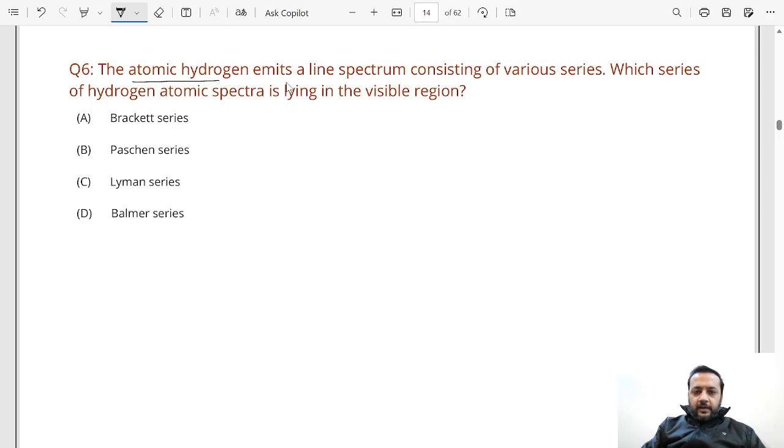This question is: atomic hydrogen emits a line spectrum consisting of various series. Which series is in the visible region? Now, almost every one of you knows that the Balmer series is in the visible region. The Lyman is in the ultraviolet region, and the series after Balmer, like Paschen, Brackett, are in the infrared region. So Balmer series is in the visible region. I think it's a known fact. All right.